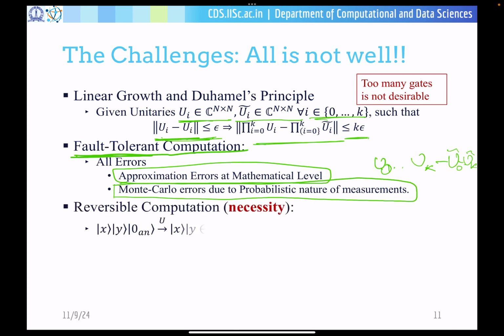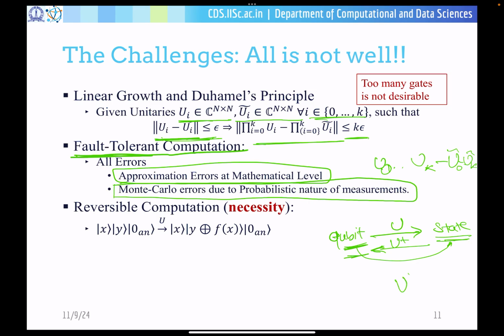Now, one of the requirements of quantum computing is also reversible computation, which is a necessity of quantum computing. What do I mean by reversible computation? Because we talk about unitary matrices, as I said, the evolution of qubits is unitary. You have a qubit, you perform a unitary operation on it to get another state of the qubit. You change the qubit from one state to another using some unitary operation. Now, because the operation is unitary, we can perform a U dagger operation on this state to get back to the original state, because U dagger is the same as U inverse.